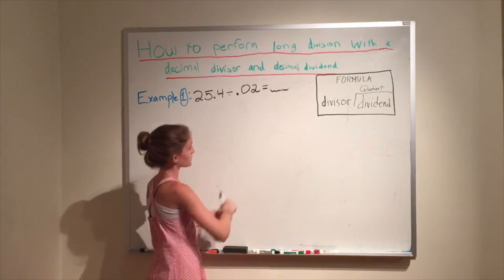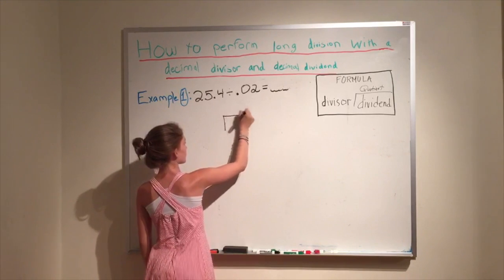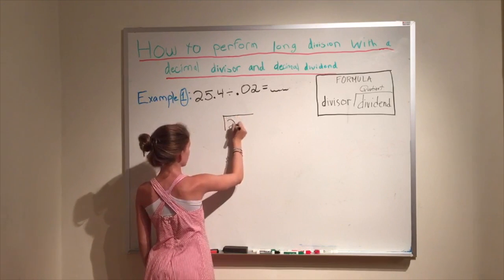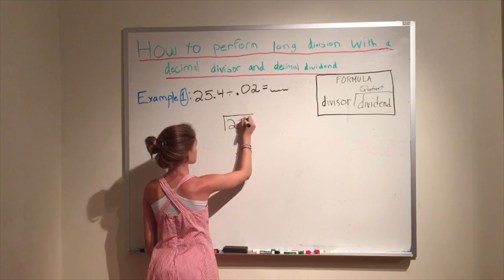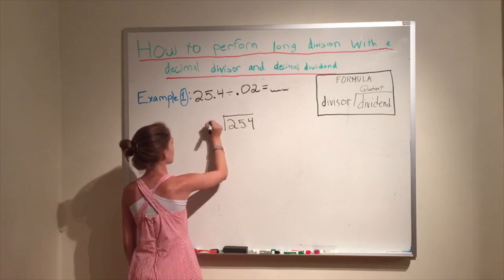Okay, I will set this problem up in this format. The dividend always goes inside the box, and the divisor always goes outside.